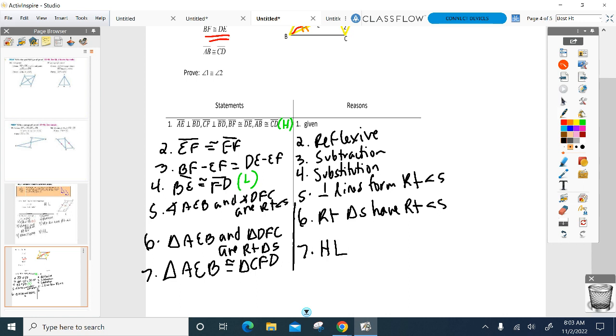Any of the corresponding parts are congruent, including 1 and 2. And what's my reason after the triangles are congruent, Spencer? CPCTC. Corresponding parts in congruent triangles are congruent. 8 steps, new record. Congratulations. So there you go. There's your 5.